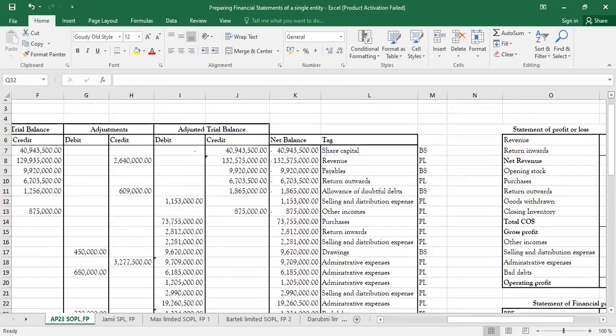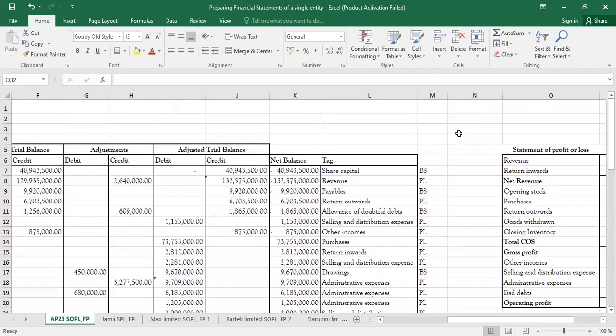We are here at the net column balance. So you can see net column balance. This balance, I said, is debit minus credit.